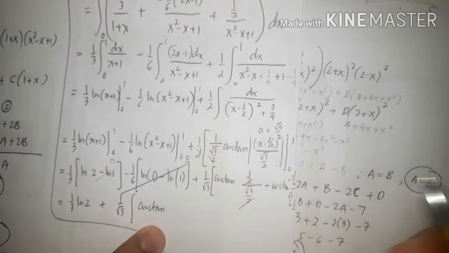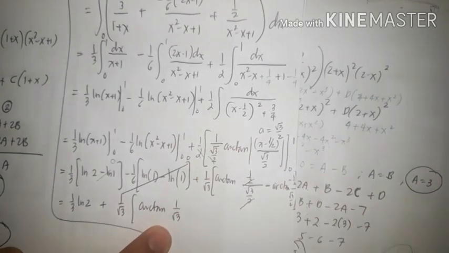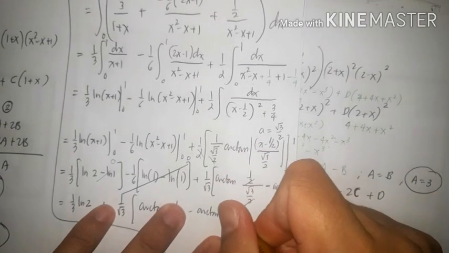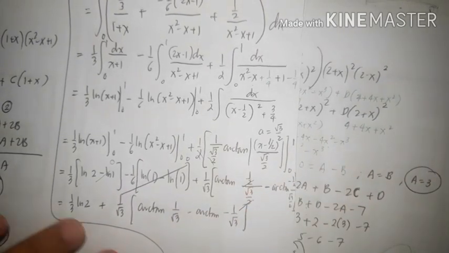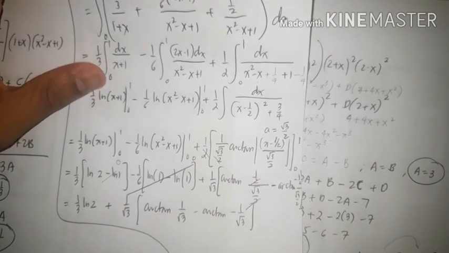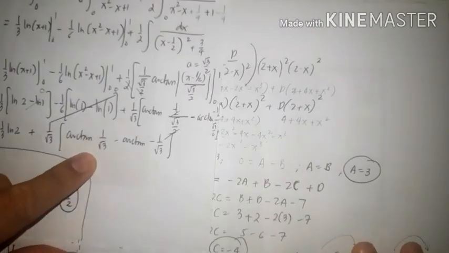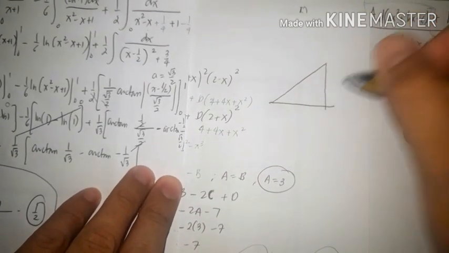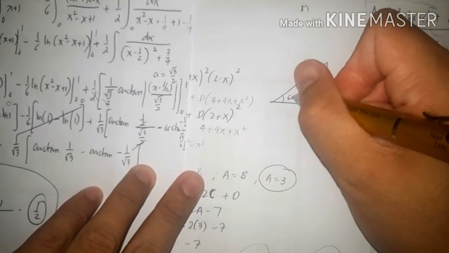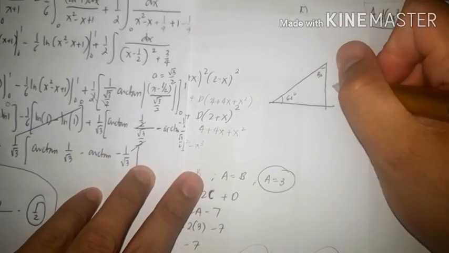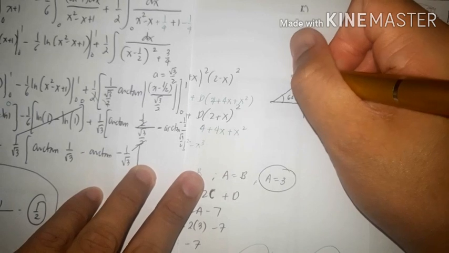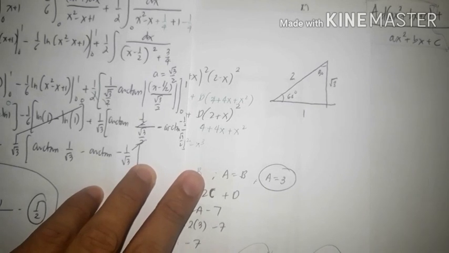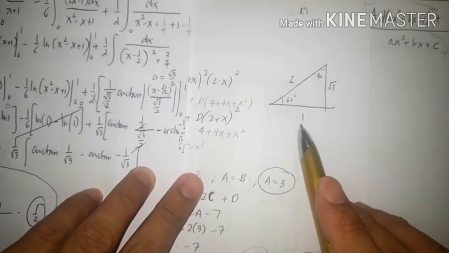Arctangent, 1/2 cancels out. So it becomes arctangent 1 over square root of 3, minus arctangent of negative 1 over square root of 3. So what's arctangent of 1 over square root of 3? If I have here a 30-60 degree angle, I have here square root of 3, I have 1, I have 2. So hypotenuse is 2, adjacent is 1.